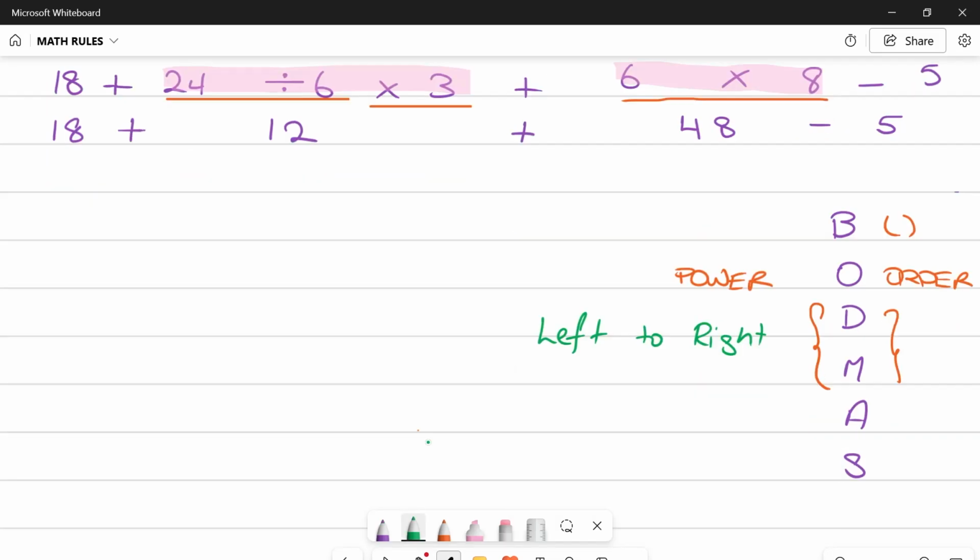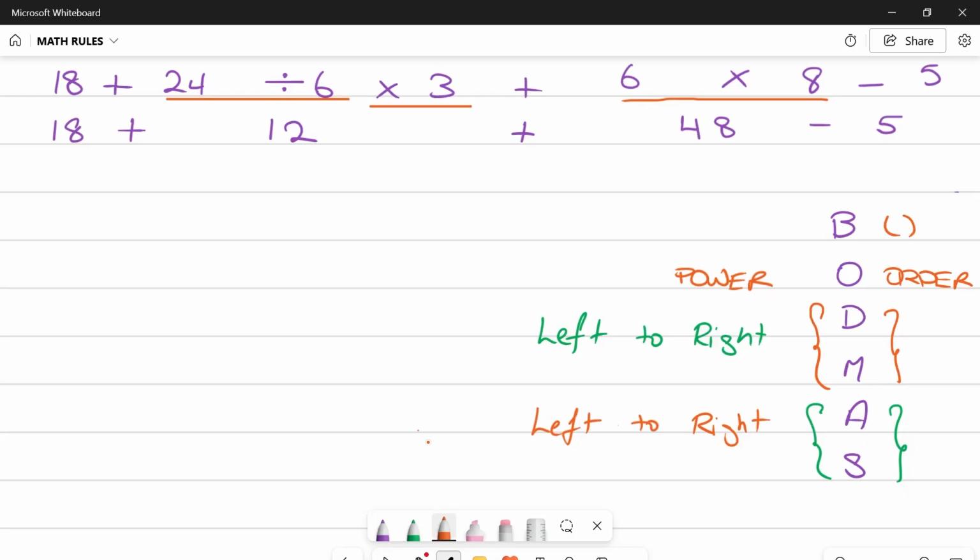The last step, according to BODMAS, is addition and subtraction. Addition and subtraction are also worked together, just like division and multiplication. So let's identify the addition and subtraction in this equation. We have 18 plus 12 plus 48 minus 5. The order that we do addition and subtraction in is also left to right. Addition and subtraction is done from left to right.